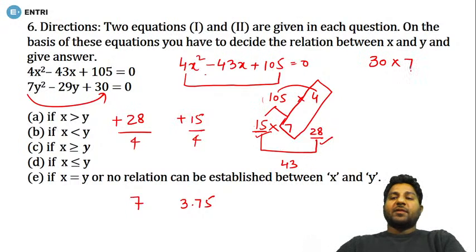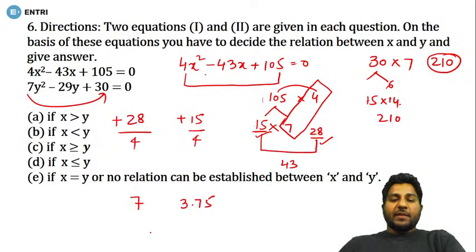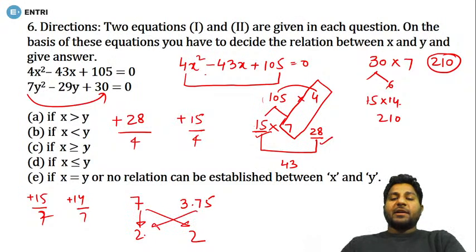30 into 7. All right, and we know that 30 into 7 is 210. Now 210 can be written as 15 into 14. 15 fours are 60, 15 ones are 15 and 200. So 15 and 14 can be written. So 15 plus and 14 plus. And when you divide it by 7, you will always get 2 point something. So whatever the value will be, x will always remain greater than what? Y. So you can do that.